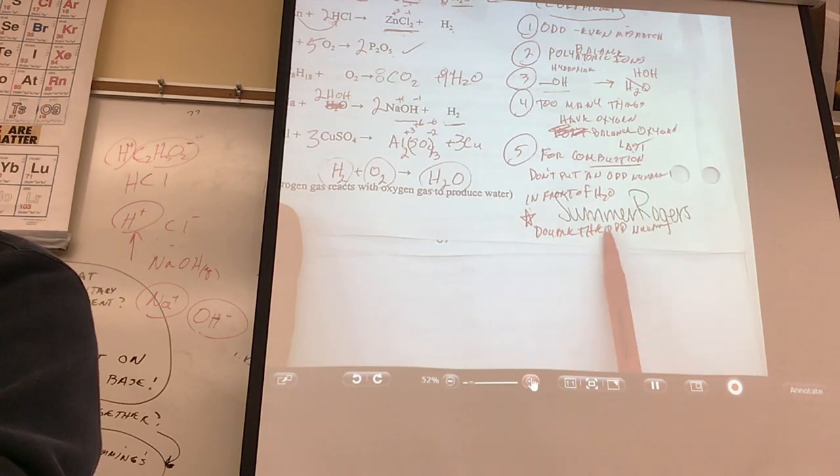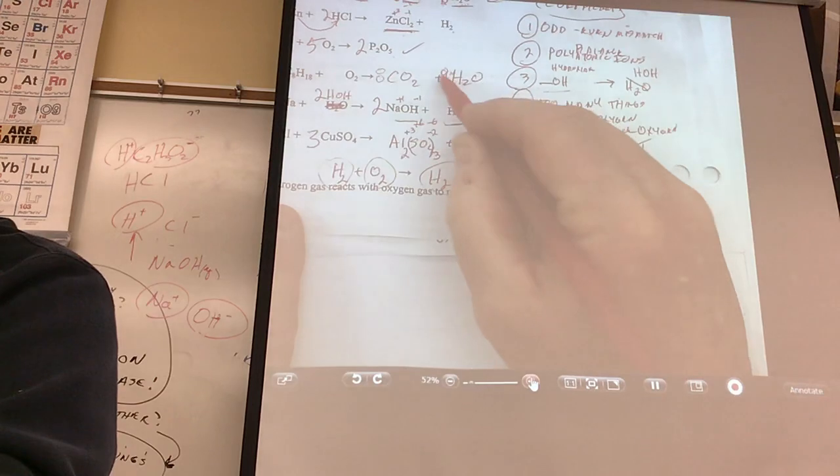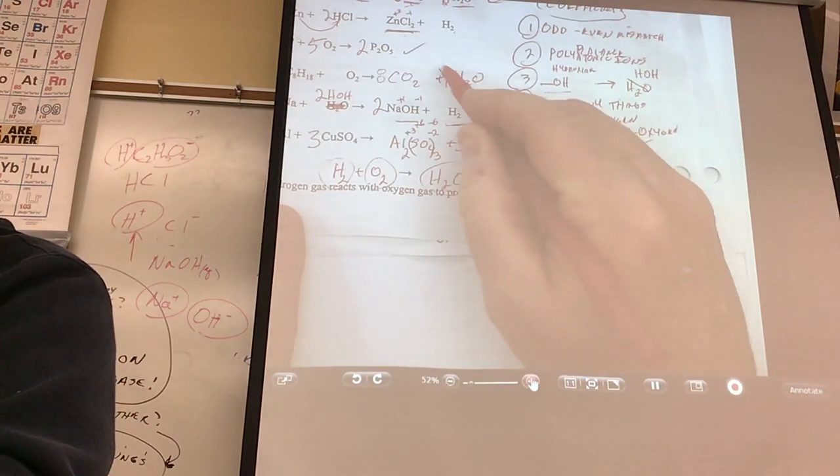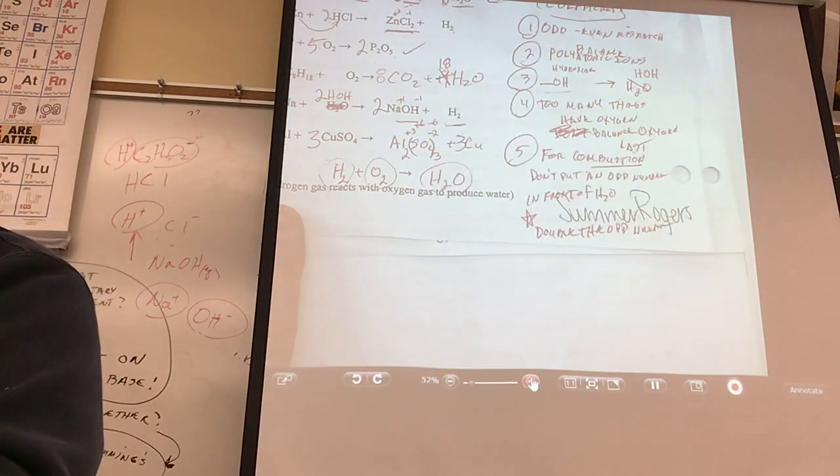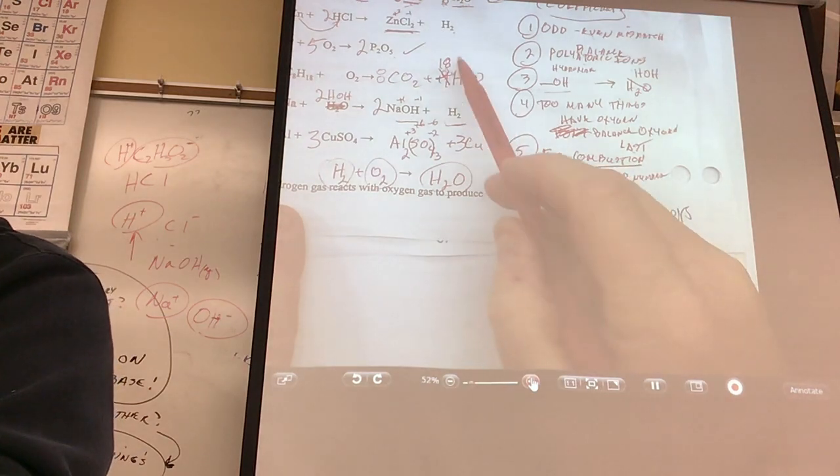Instead, double the odd number. Double it. So C5H9, I'm going to get rid of that and put 18. I'm going to double the 9. Do not put an odd number in front of water for combustion reactions. That's the only time I told you not to put an odd number in front of water, okay? Now watch what happens here.